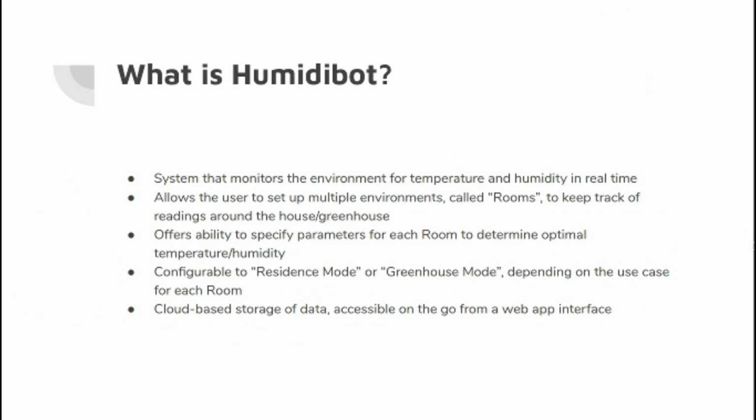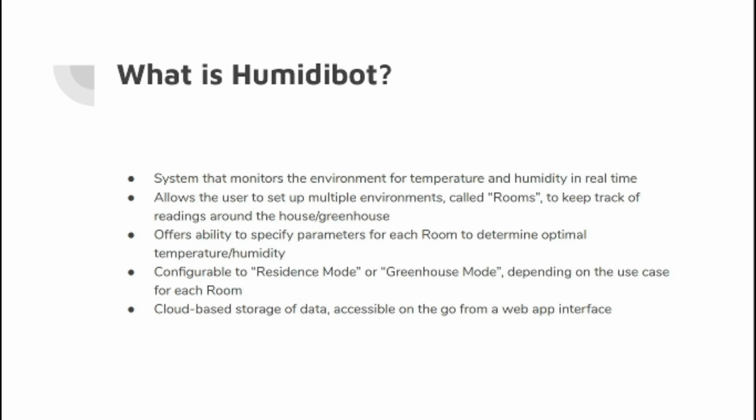Enter Humidibot. Humidibot is a system that monitors the environment for temperature and humidity in real time. So a user can set up multiple environments on our web app called rooms. They could just be actual rooms in your home. They might not be. It depends on your use case. Usually they will be, though. And you'll be able to get readings within each of these rooms and keep track of them all around the house or the greenhouse if you're using this for plant keeping purposes.